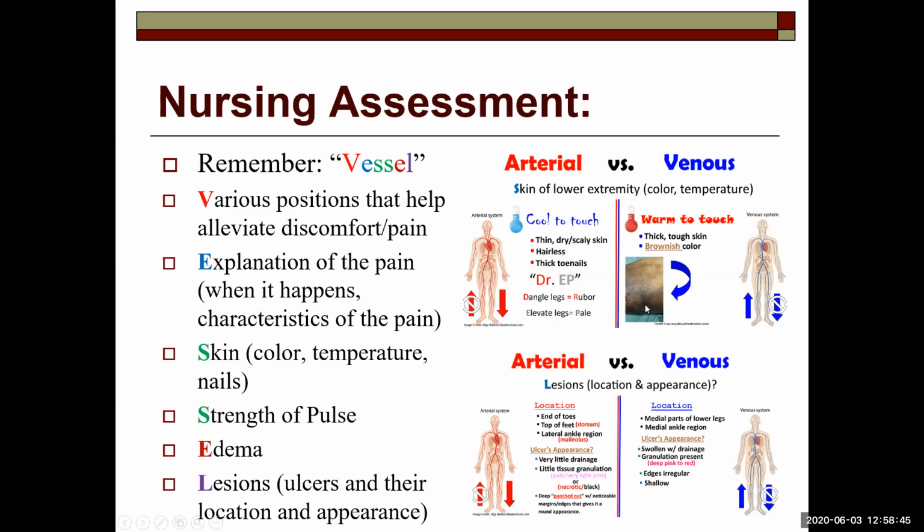Okay. So venous is warm to touch because it's superficial in general. The veins are more superficial than arteries. We know that already. So it's going to feel warm when you feel the leg. When you feel the area, it feels warm. If it feels warm, think of venous more than arterial. The skin looks thick and tough. If you feel it, it's rough and thick. Brownish in color, so it looks a little brownish when you look at the skin.